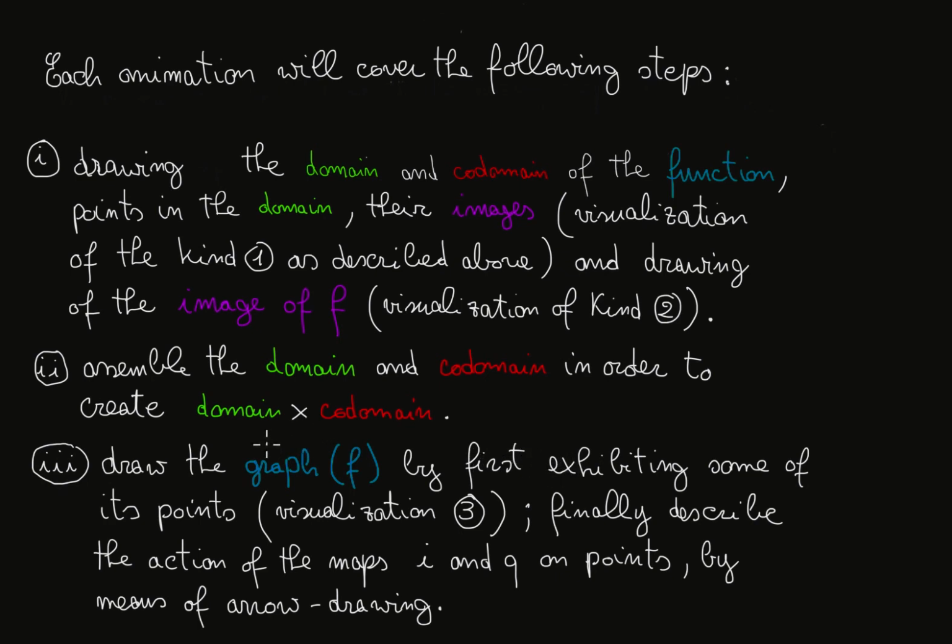Then after we have understood the shape of the graph, we can describe explicitly the action of the maps I and q, which factorize the function f, as we have seen just a few minutes ago, and we will show their actions on points of the relevant domains by means of arrow drawing. Therefore, this is a kind of visualization number 1 that we said before, so we'll have a few points and then arrows showing where these points are going to in the codomain.